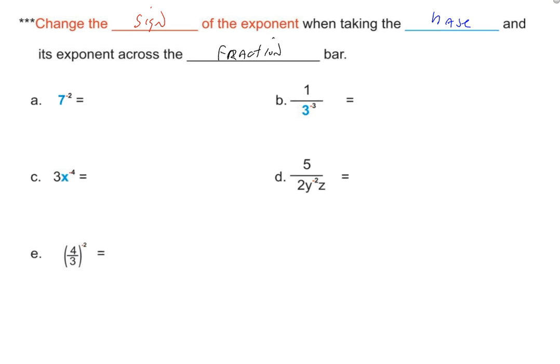Okay, so A is pretty straightforward, right? A is the rule, so hopefully you agree. You're going to have 1 over 7 squared. And we should simplify our answer, right? So this is 1/49.